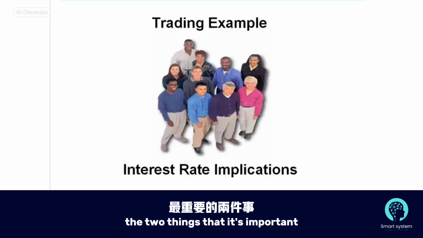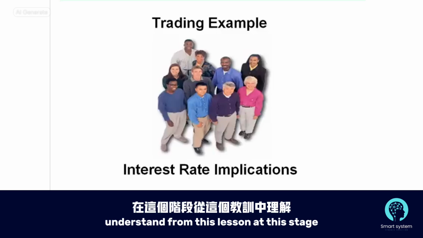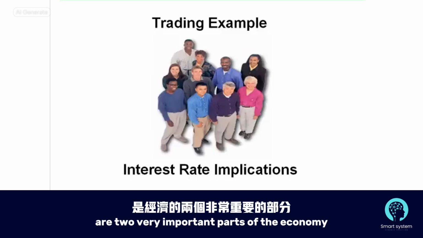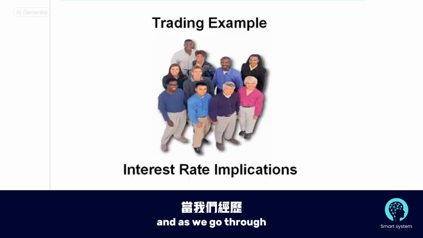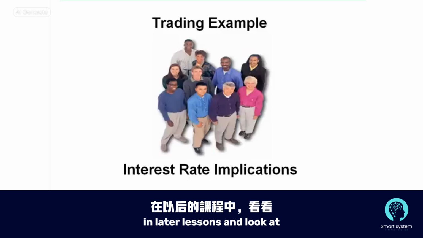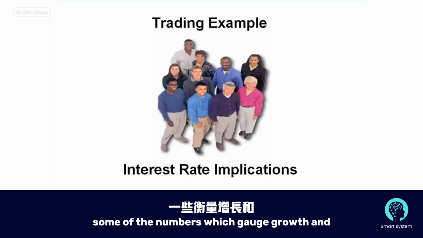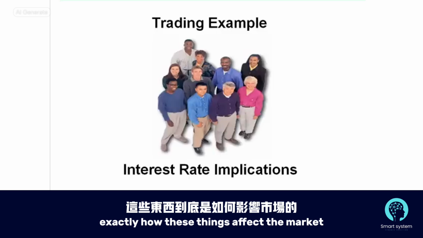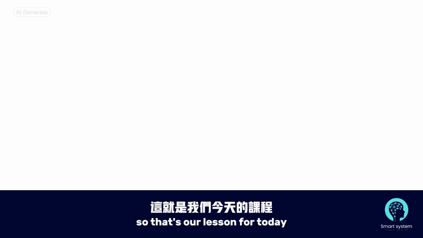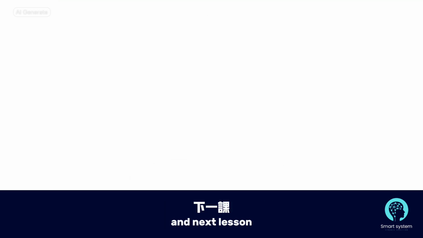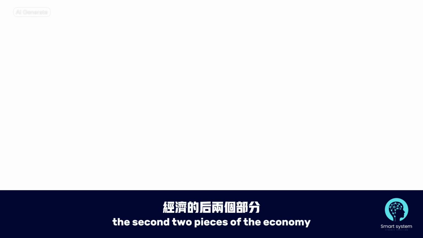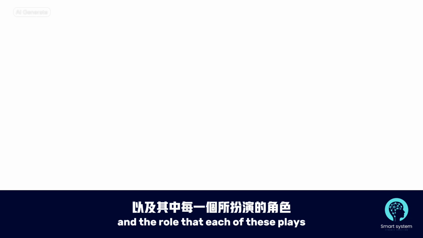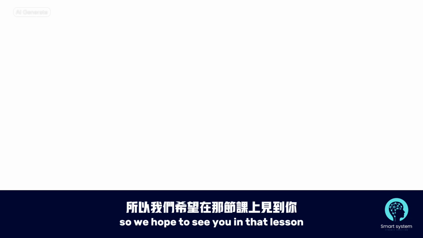The two things that it's important to understand from this lesson at this stage is that natural resources and the labor force are two very important parts of the economy. And as we go through later lessons and look at some of the numbers which gauge growth, you'll have a better understanding of exactly how these things affect the market. So that's our lesson for today. And next lesson, we're going to look at the second two pieces of the economy, which are private enterprise and government, and the role that each of these plays.